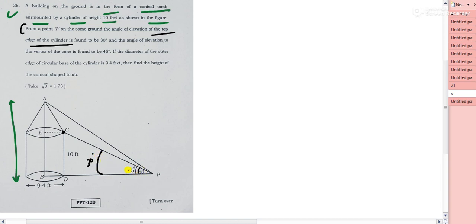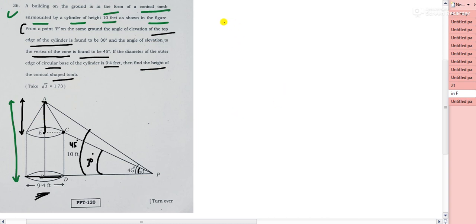Got it? Yes. Now the angle of elevation to the vertex of the cone A, from there it is 45 degrees, like this. If the diameter of the outer edge of the circular base of the cylinder is 9.4 feet, they have given this diameter as 9.4 feet. Then find the height of the conical shaped dome. So you need to find this AE. This height you need to find.